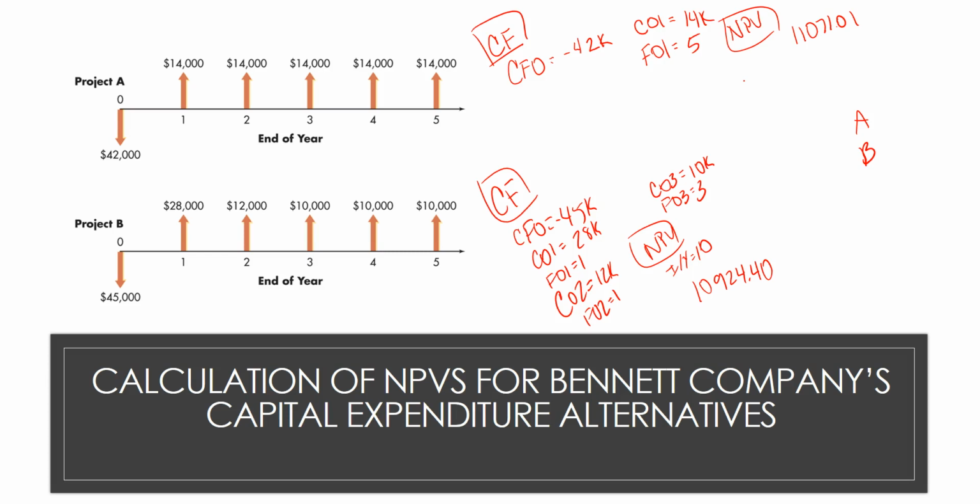If these projects are mutually exclusive, we would choose project A because it's better than project B. Now, net present value is the most correct approach. It's the best approach that we have for evaluating projects. You should always go with whatever net present value says.